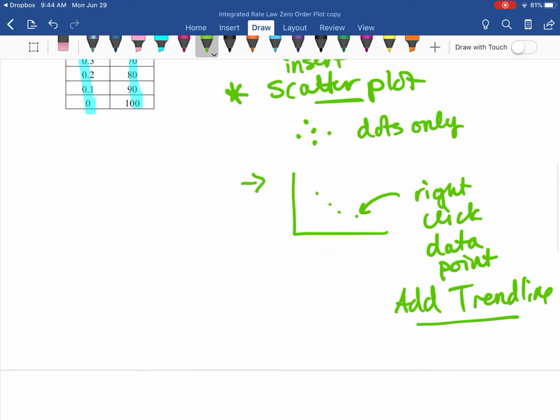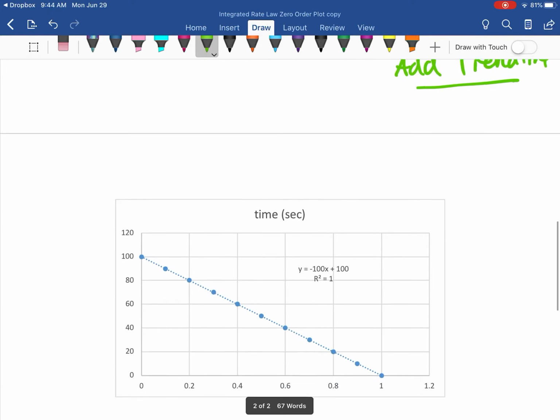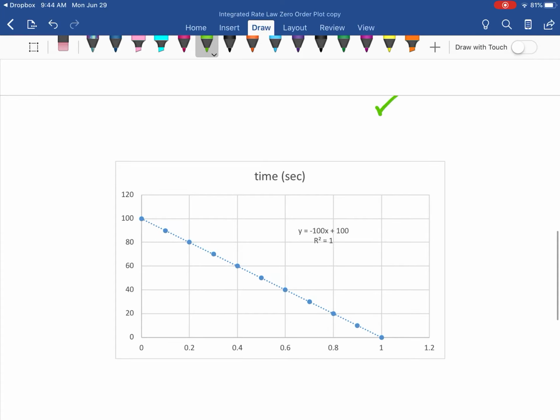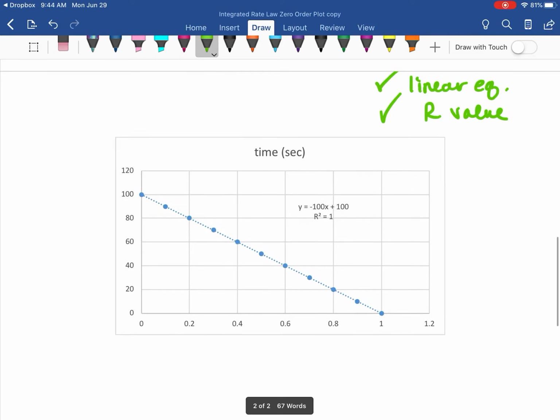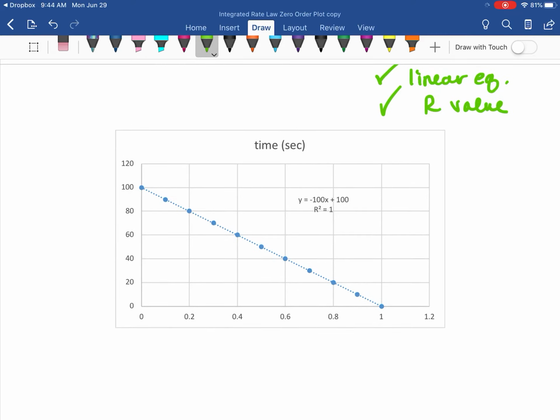And then your plot is going to look like this. Okay, but under that trend line, I want you to check the box for the linear equation. I want you to check the box for the R value. So then you should get a plot that is pulled up like this. I love it. And then what we really want are these two values.